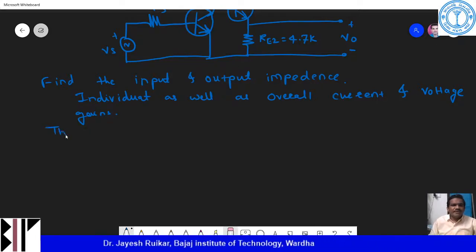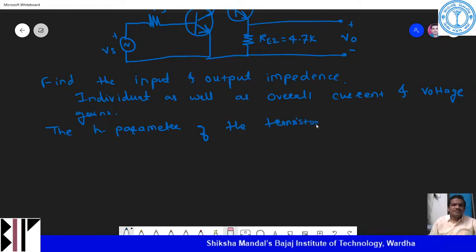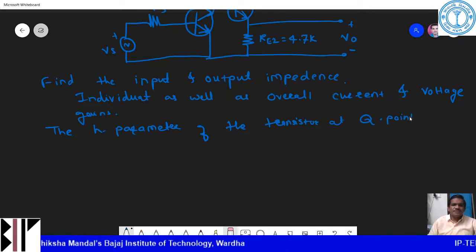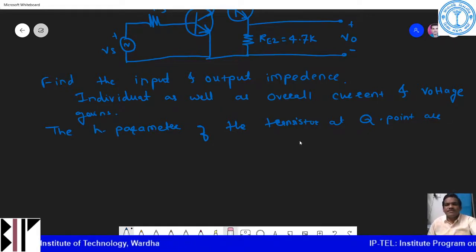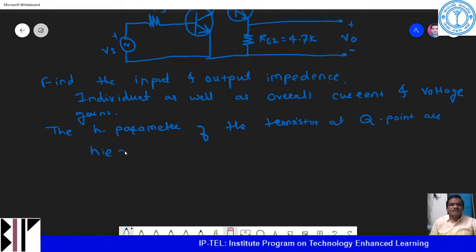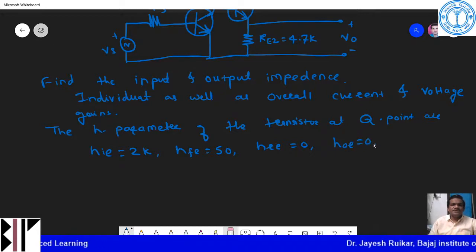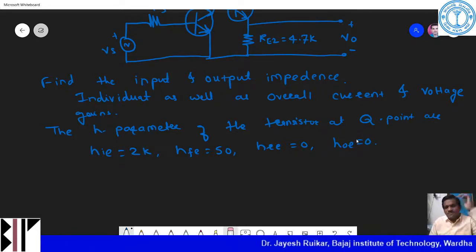Then what they have provided is the H parameter of the transistor at Q point. So the H parameters of the transistor at Q point they have provided: HIE is 2K, HFE is 50, HRE is 0, and HOE is also 0. Okay, so common emitter, common collector amplifier.